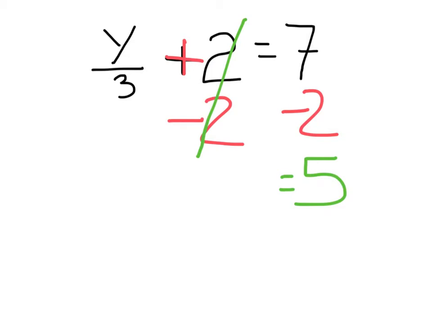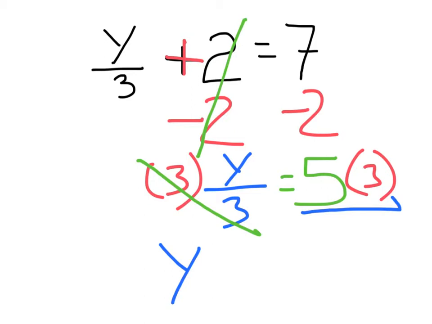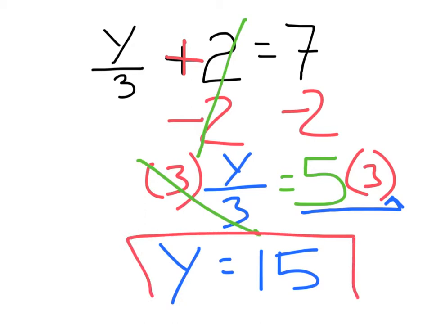We've also got y divided by 3. So if this is the division problem, we're going to need to multiply because multiplication is the opposite of division. Here I see we've got the 3's canceling out, so all that we're left with is y. And on the right side, 5 times 3 is what? 15. So y equals 15. That's our answer.